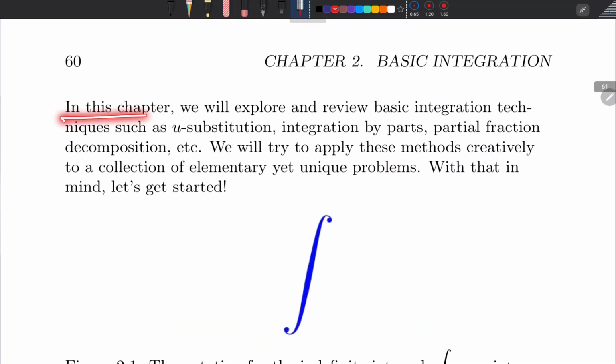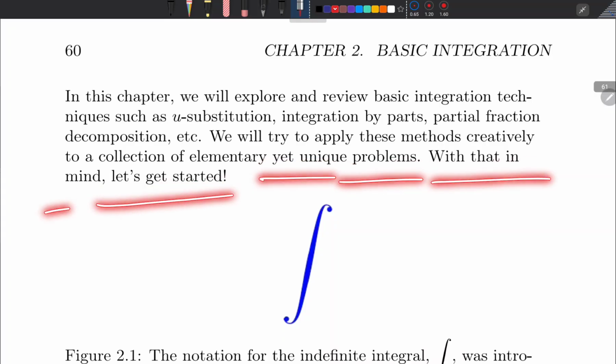So basically, in this chapter, we will explore and review basic integration techniques such as U substitution, integration by parts, and partial fraction decomposition. We'll try to apply these methods creatively to a collection of elementary yet unique problems. With that in mind, let's get started.